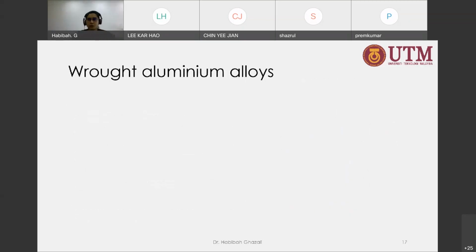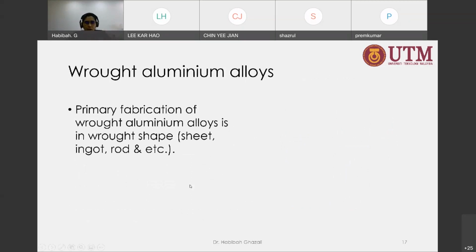So as I mentioned earlier on, aluminum can be classified into 2, which is cast aluminum and also wrought aluminum. For wrought aluminum alloy, the primary fabrication is through machining and also through plastic deformation. The semi-finished product is in the shape of sheet, ingot, rod, and billet, as what you can see in the video I showed you just then. So when we want to shape them into the final product, we need to roll them, we need to extrude them to the final product.